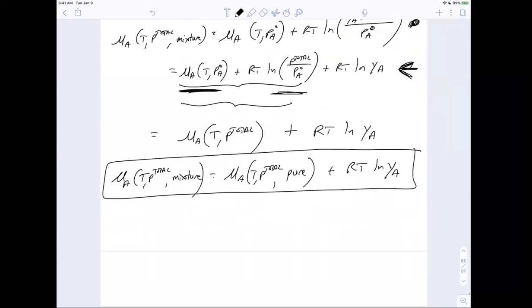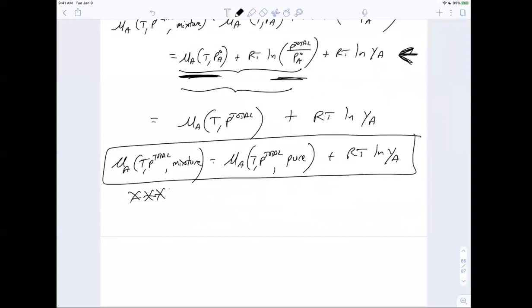And this is the result that we get for the chemical potential of a particular species i in an ideal gas mixture when the mole fraction of that species in that mixture is y sub A. And let me just say that y sub A is equal to n sub A over n total. In this case, since we only have two species, n total is equal to n_A plus n_B. Okay, any questions so far or any comments? This is the big punchline so far, a very important punchline.